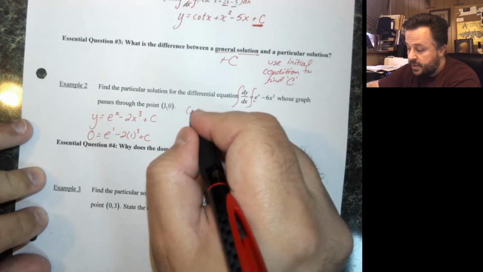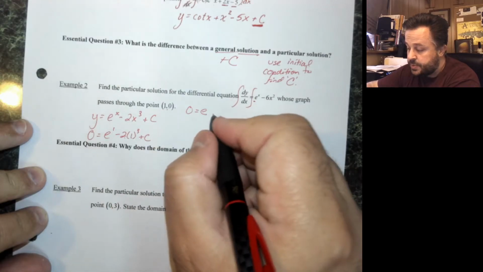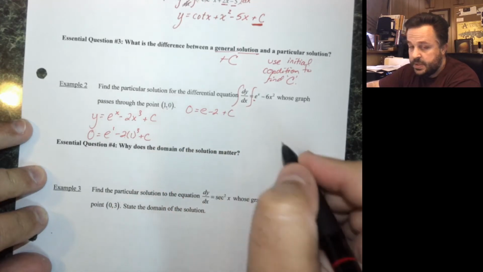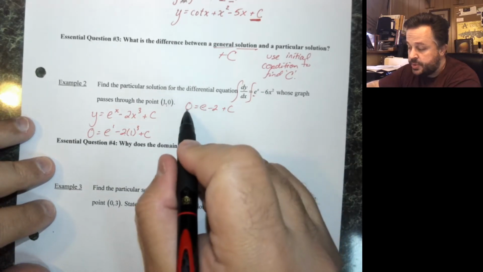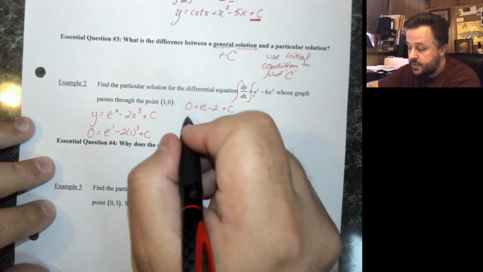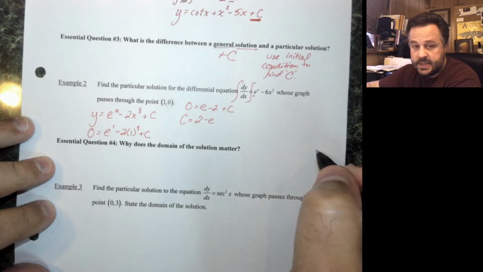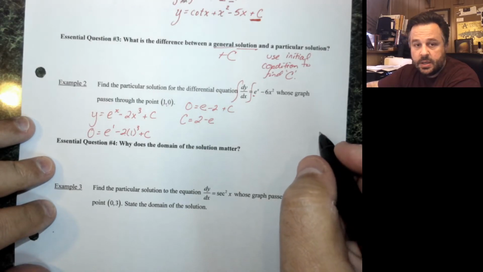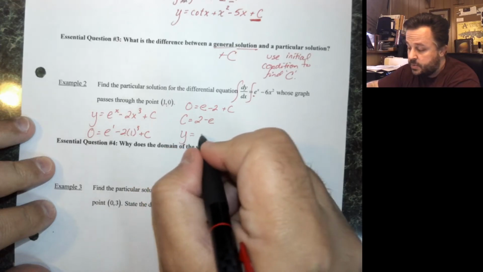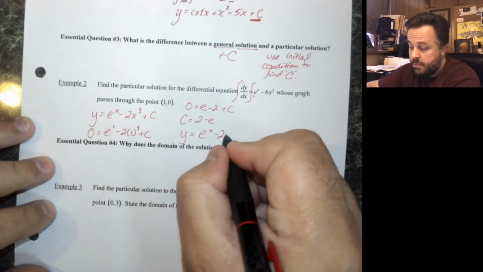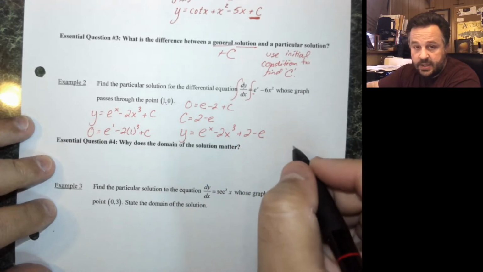So let's go ahead and calculate that. e to the 1 is e. 1 cubed is 1, times 2 is 2, plus c. So we'll add 2 and subtract e so that I isolate the c. When we add 2 and subtract e, I get c is equal to 2 minus e. So our particular solution for this is going to be y equals e to the x minus 2x cubed plus 2 minus e.